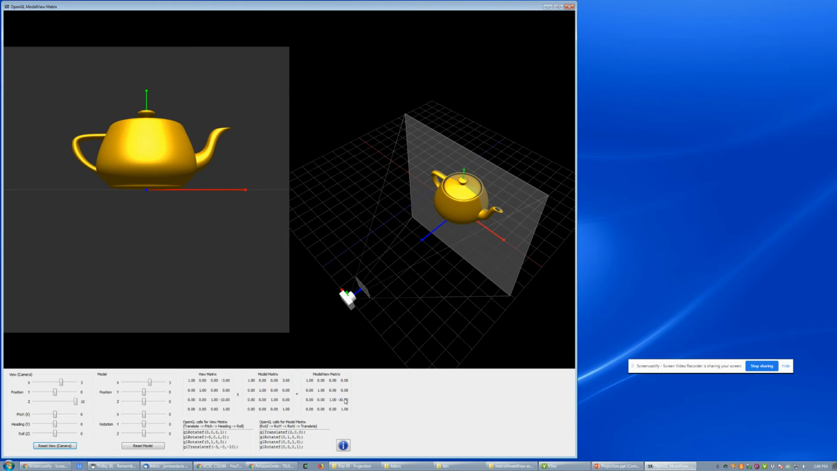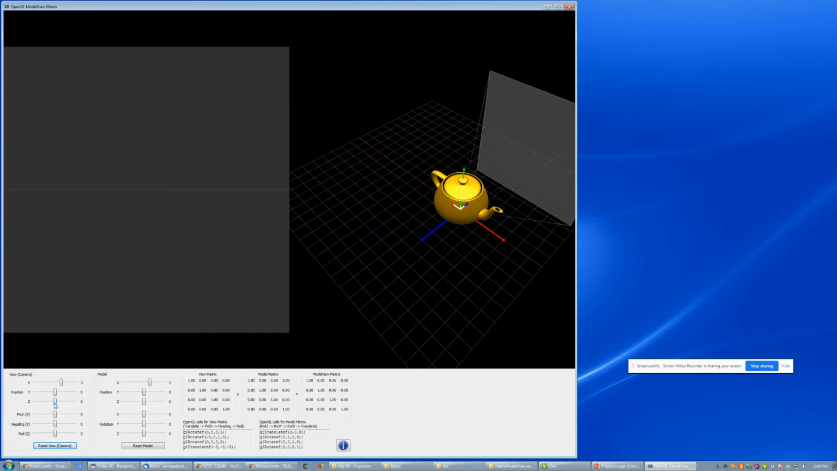Now this -10 here is because our camera is sitting away from the origin. So if I stick the camera back on the origin, of course we don't see the teapot anymore because I've moved it around, but now we get back to this identity matrix. Okay, let me reset these two cameras.